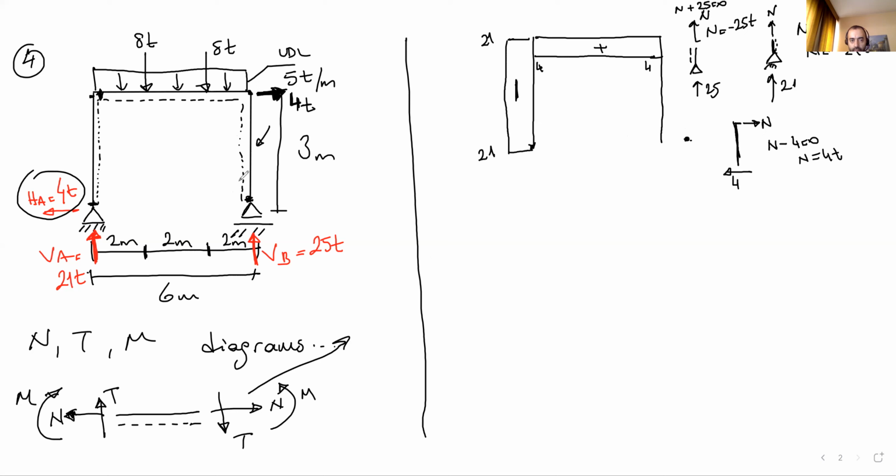Take a look at the column. Is there an axial force which affects this total in the vertical direction from here to this point? There is nothing. That's why the axial force at this corner is also minus 25. Connect them to each other. This is minus 25, minus 25. Now this is the axial force diagram.